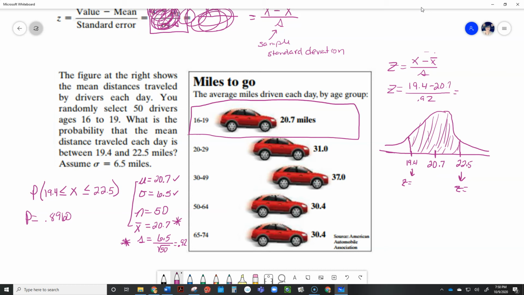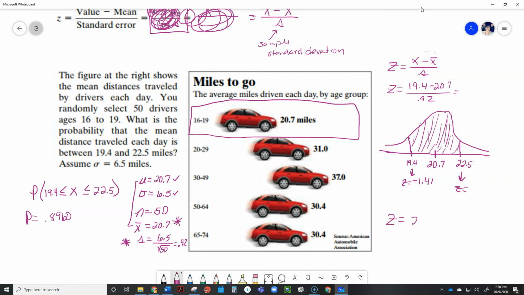So 19.4 minus 20.7 divided by 0.92. That comes out to be a z-score of negative 1.41. Do the same thing for this one.